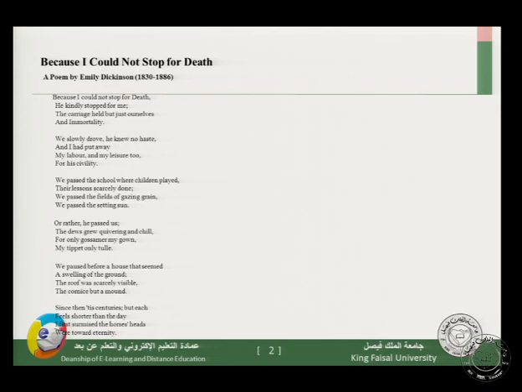That will be included in the final exam, and you have to search for this yourselves and add it as an answer for one of the topics for discussion. Okay, this poem is about death, as you see from the title.